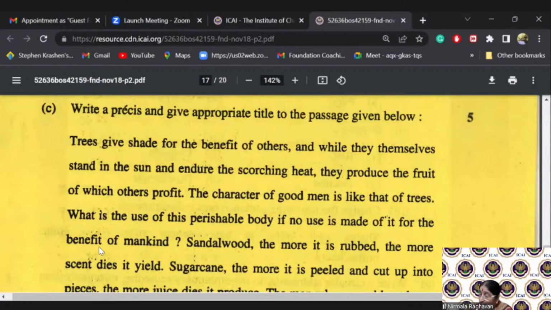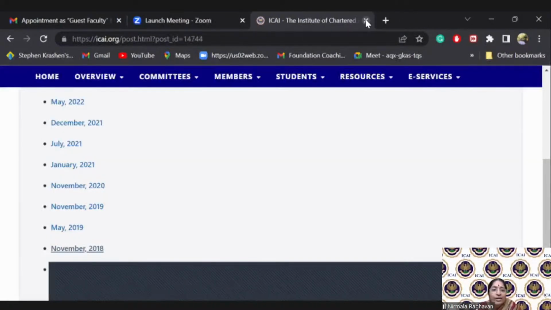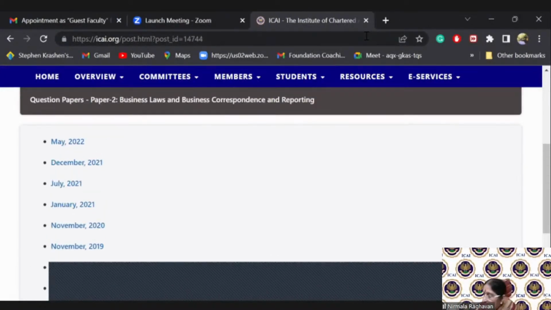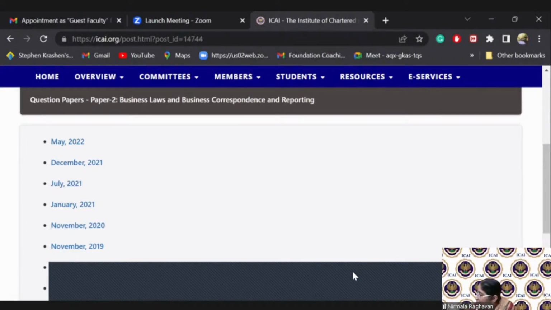Now, I want to hear from each one of you whether you're confident of writing a Precis or not. If you are confident, say yes, confident. And I will wait for 2 minutes. I want to see that from each one of you. I am closing this question paper because we have done almost all. We just have one more question paper to do, and I am not doing that now. I'll close this. Okay. I stop sharing.